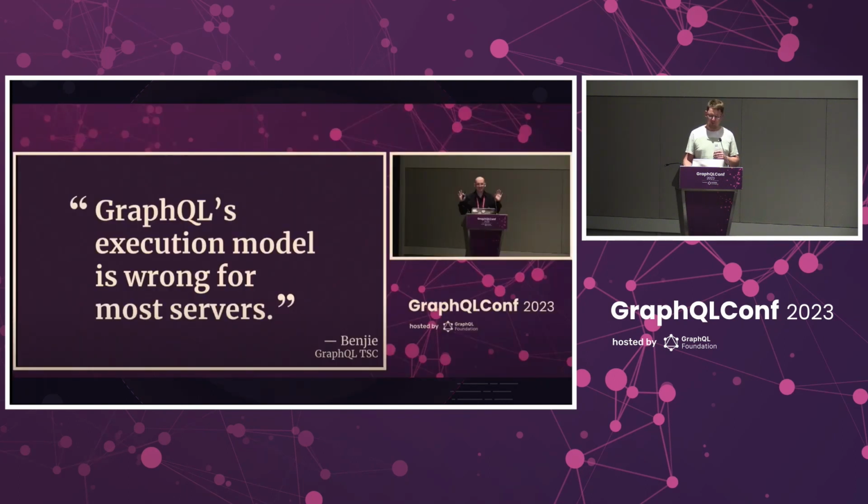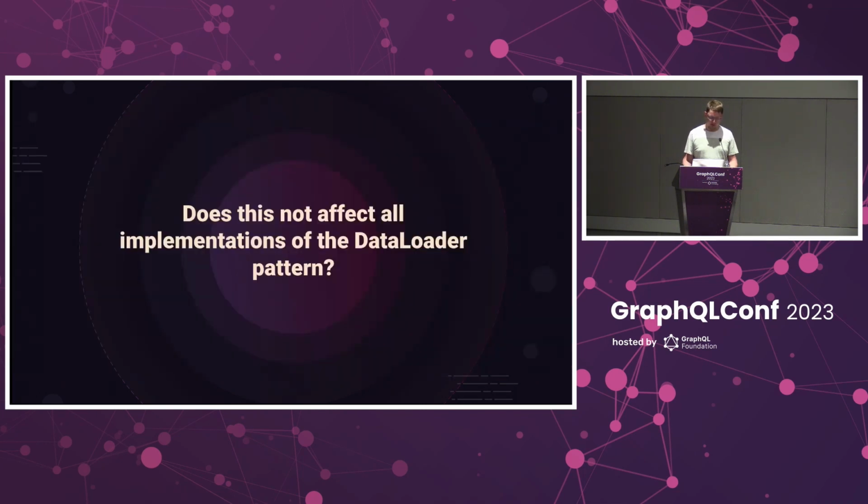There was this person, someone said that the GraphQL's execution model is wrong for most servers. I kind of agree, and it's also wrong for certain gateways. And my question here is, does it not affect all GraphQL servers?